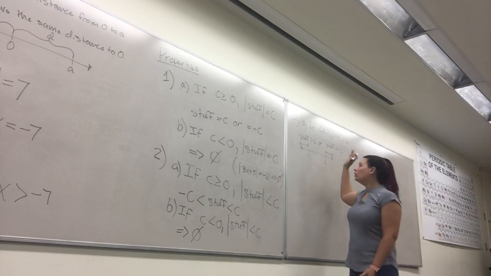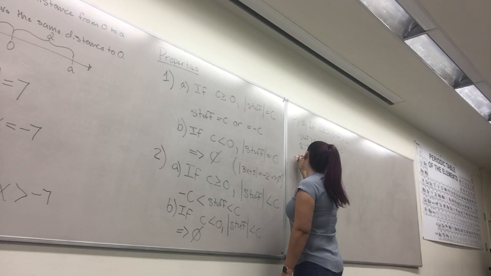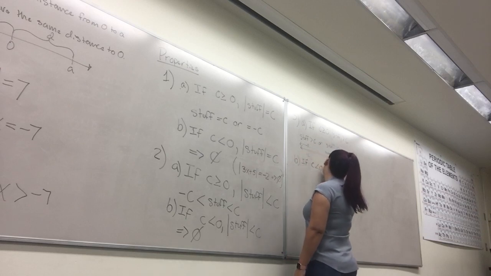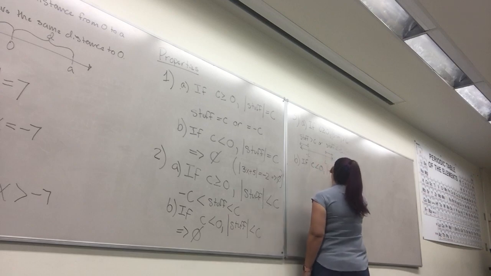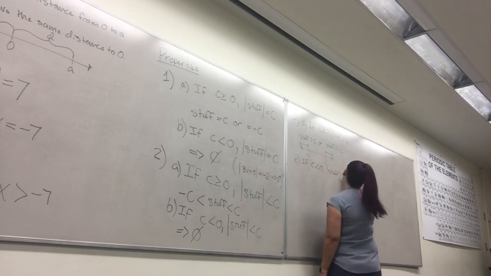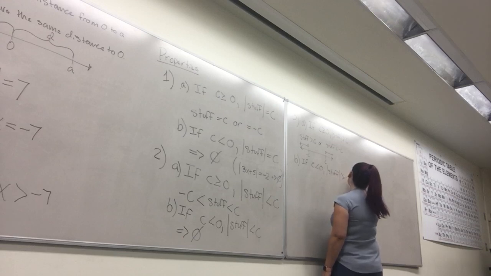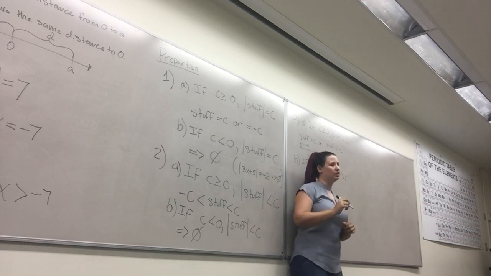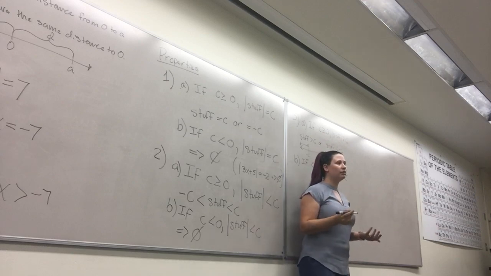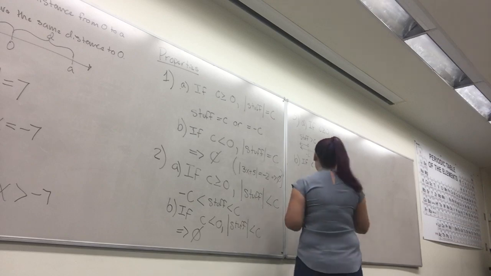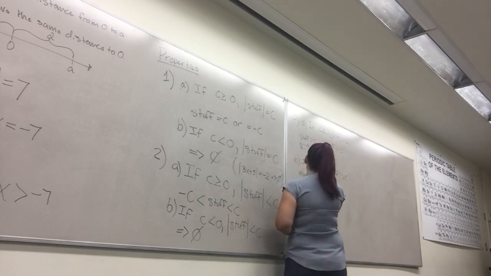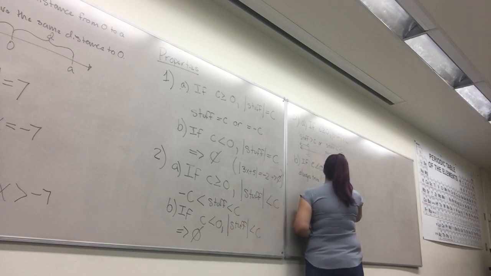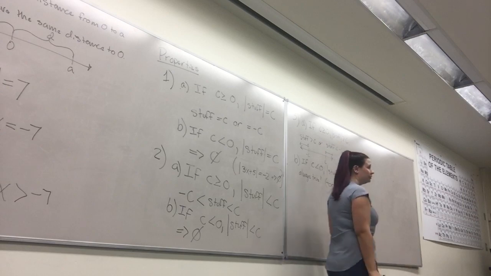Okay, so now let's talk about the other option. If C is negative and our stuff is greater than C, can an absolute value be bigger than a negative number? Always, right? So that means this is always true, and your interval is negative infinity to infinity.